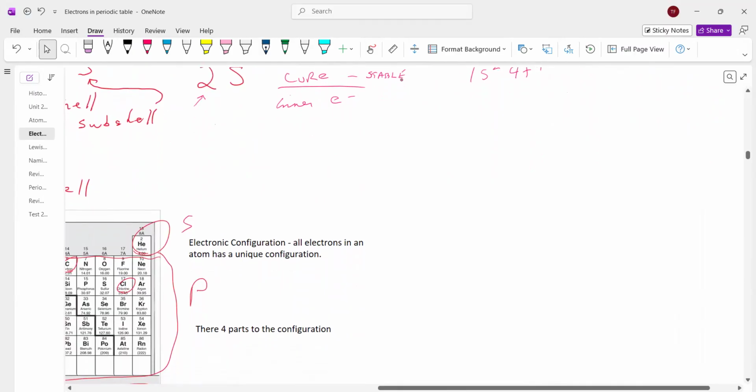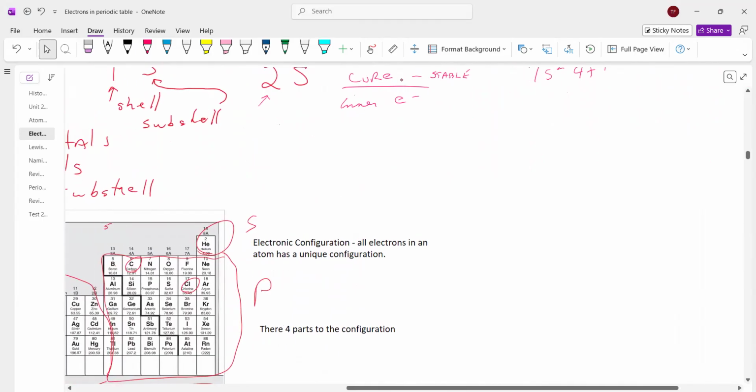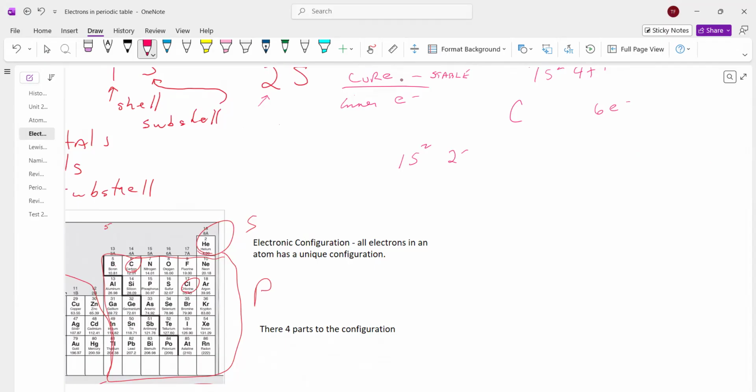Let's look at carbon, and there's a conundrum with carbon. Okay, so carbon has 6 electrons, 2 core, 4 valence. Two electrons are going to go in shell 1, subshell S. Okay, that accounts for 2 of the 6. We need 4 more. So 2 in the 2s and 2 in the P. So that's the electronic configuration for carbon.